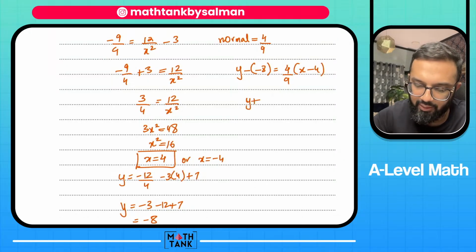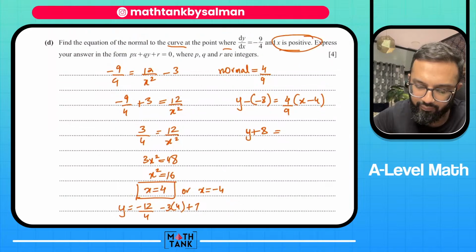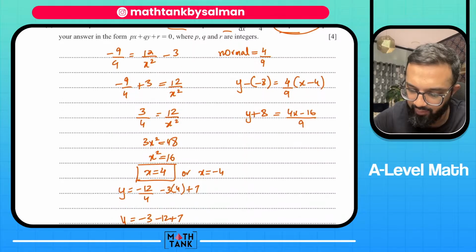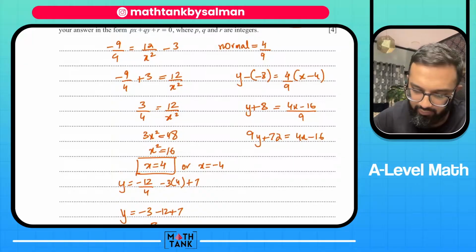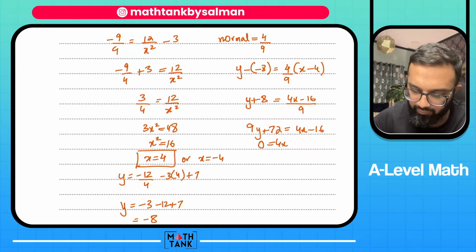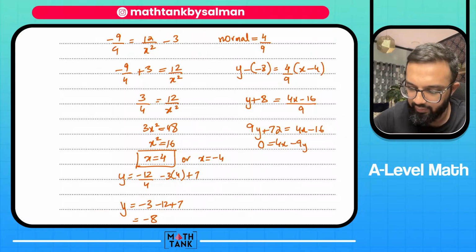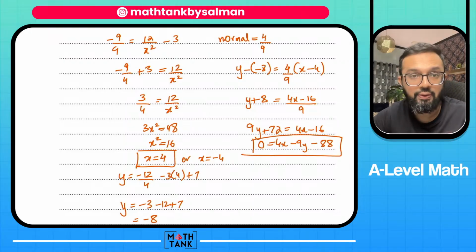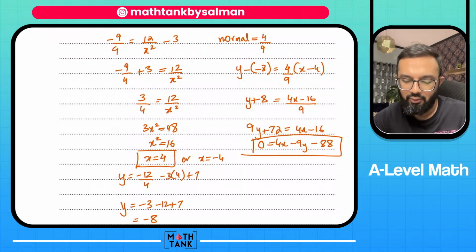So y plus 8, I have to bring it into a particular form. It says px plus qy plus r. So 4x minus 18 over 9. 9y plus 72 equals 4x minus 18. 0 equals 4x minus 9y, minus 16 minus 72 is minus 88. That should be the final answer that you get from this question.